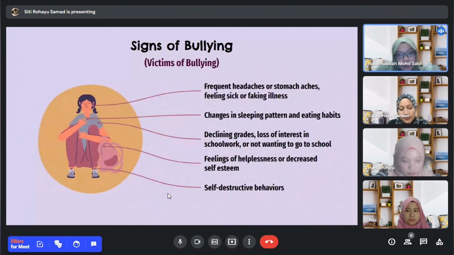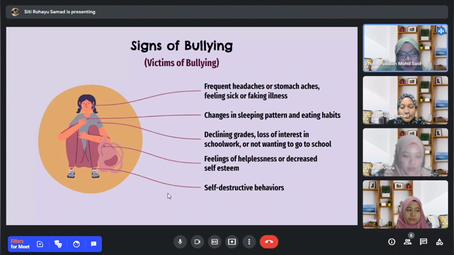And not only the bullies, the victims of bullying also showed various symptoms or various signs that they are being bullied. First of all, they usually feel sick or fake illness, and the reason why they fake their illness is because they want to avoid going to school. They also show symptoms like changes in sleeping pattern and changes in eating habit. Changes in sleeping pattern, for example, having difficulty sleeping or frequent nightmares. And changes in eating habits, like they suddenly skip their meals or binge eat.